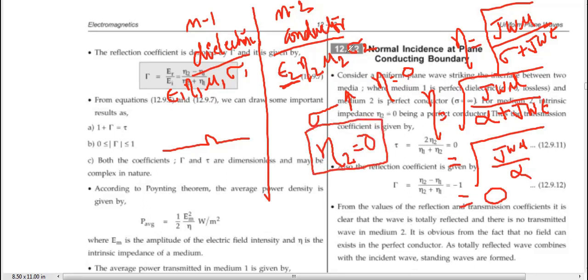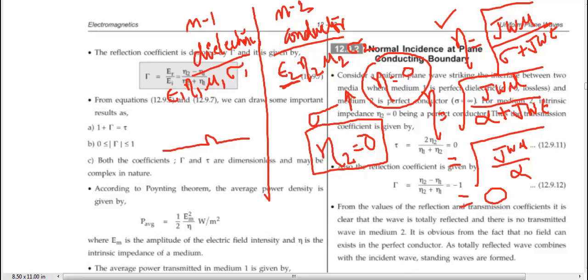This is a very, very important point, my dear students. For normal incidence at a plane conducting boundary, on the right hand side the medium 2 is a conductor, having the parameters epsilon 2, eta 2, mu 2, and sigma 2. Since it is a conductor, conductivity is high. When the conductivity is high, the intrinsic impedance is equal to 0. How? By using the formula, eta is equal to... conductivity is very high, meaning infinite. Infinite plus anything is infinite. 1 by infinite is 0. Eta is equal to 0. Since it is in medium 2, eta 2 is equal to 0.